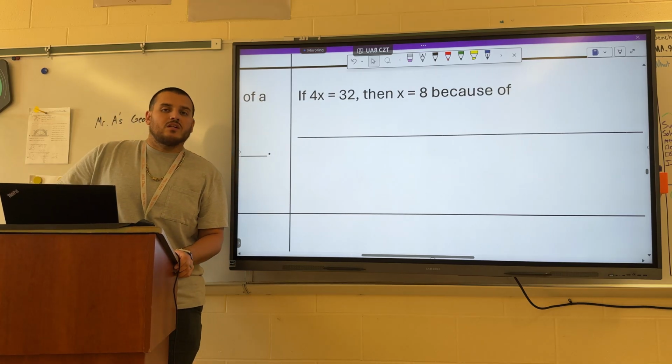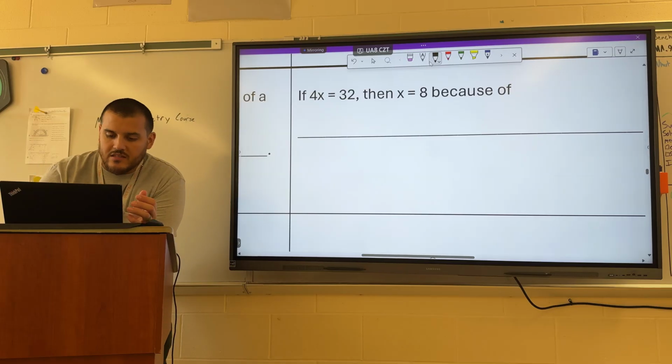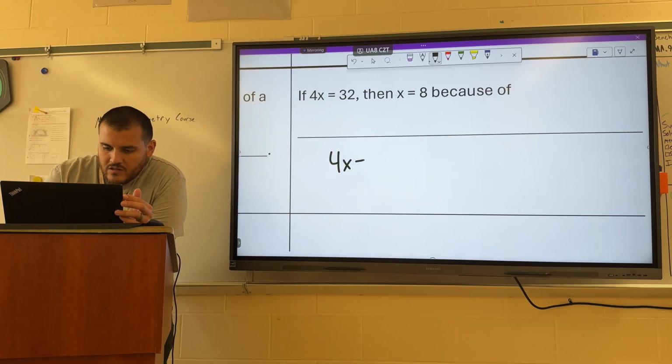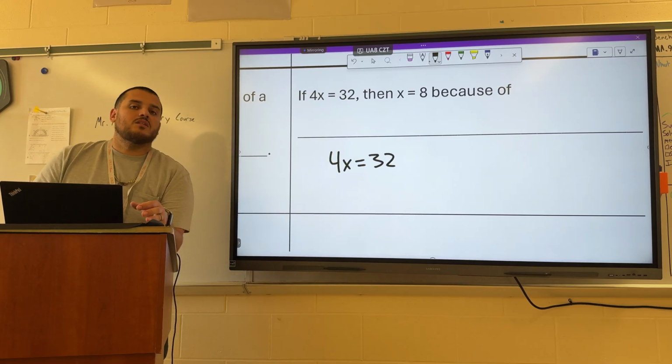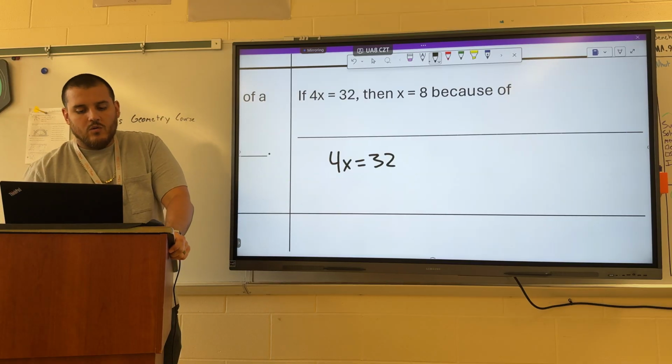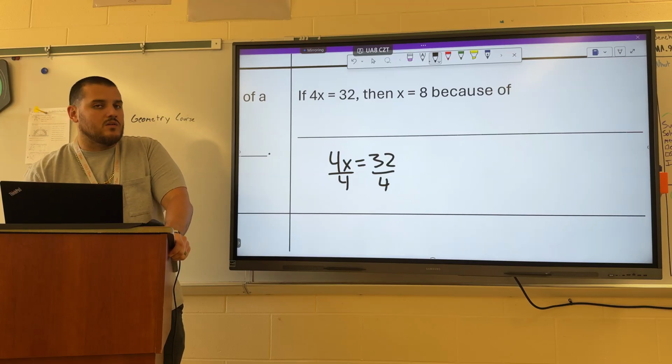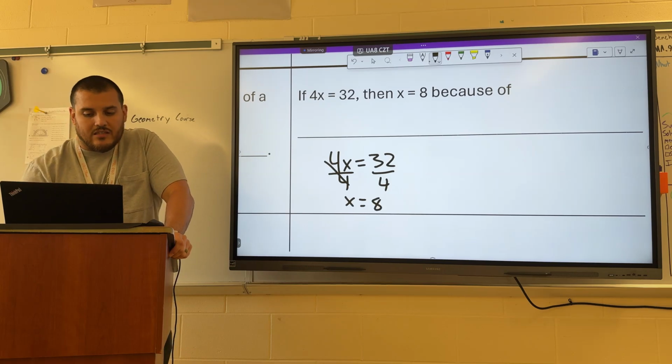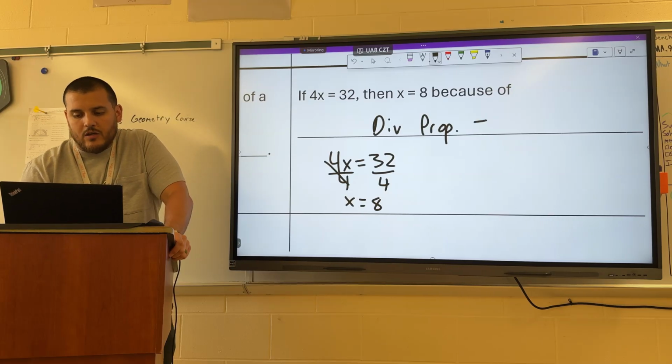If 4x equals 32, then x equals 8. Let's think about the algebra. 4x equals 32. To get x alone, we need to do the opposite of what's happening to it. So the opposite of multiplying it by 4 would be dividing by 4. And we would do that to both sides of the equal sign. So the 4's cancel on the left, giving me x equals 8. So again, the reason x is 8 is because of the division property of equality.